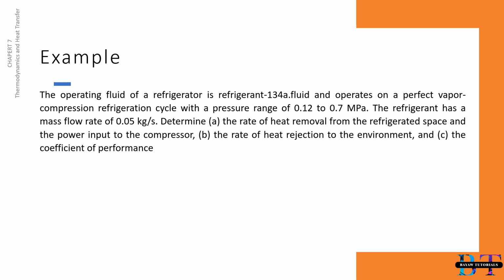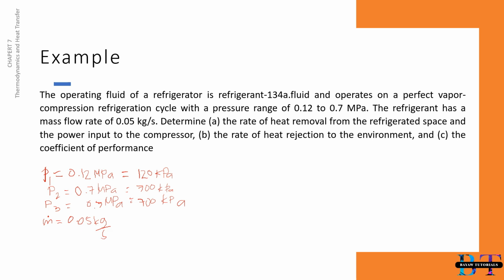First, let us identify our givens in our problem. So we have the pressure 1 that is equal to 0.12 megapascal, let me convert it to kilopascal, that is equal to 120 kilopascal. We have pressure 2 that is equal to 0.7 megapascal, that is equal to 700 kilopascal, and our pressure 3 is equal to 0.7 megapascal also, that is equal to 700 kilopascal. So our mass rate is equal to 0.05 kilogram per second.